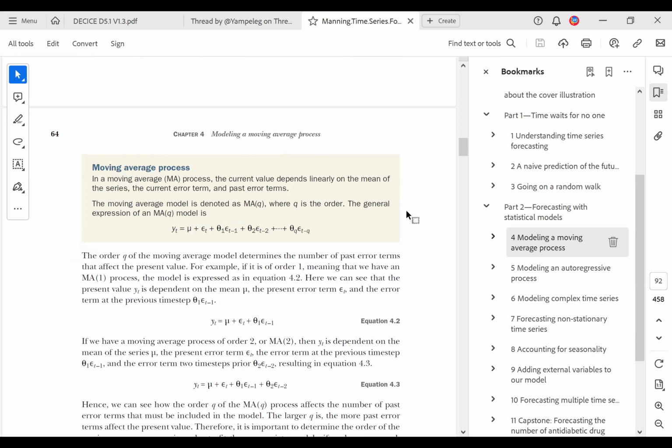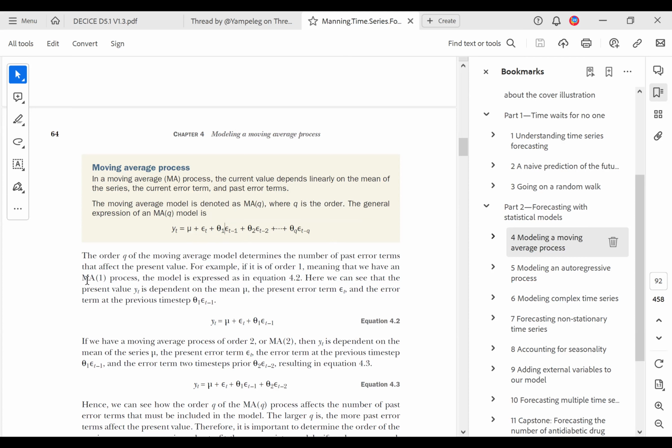So y of t is equal to mu plus epsilon t plus theta 1 epsilon t-1. What are those terms? The current value y t is a combination of mu, which is the mean of the whole data, then the current error term, and then the previous error terms with some weights, theta 1, theta 2, and so on. The previous error terms we give some weight.